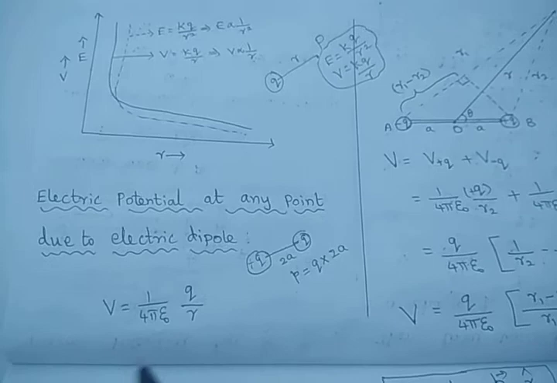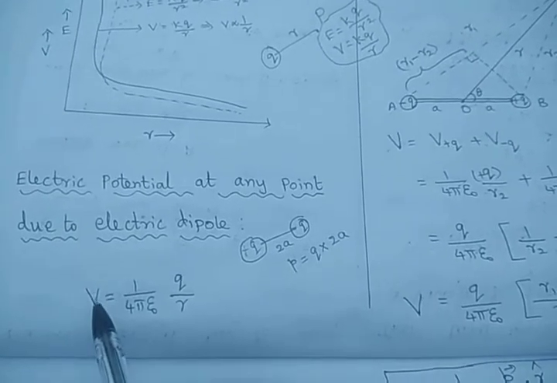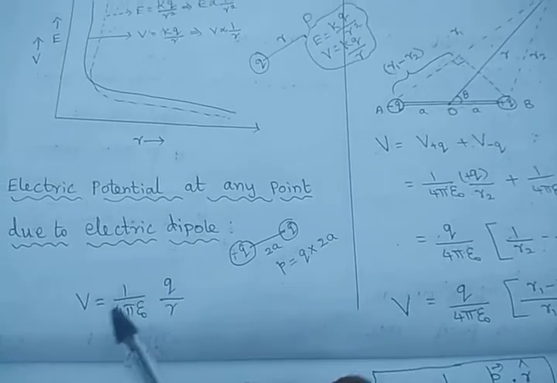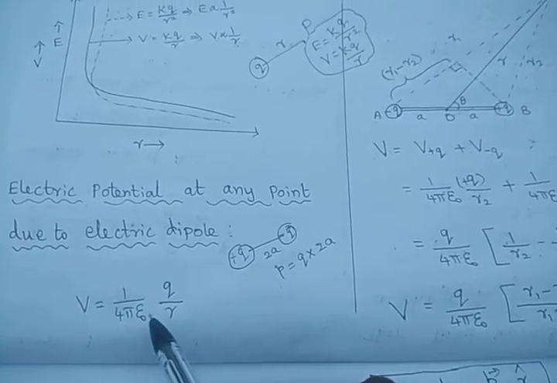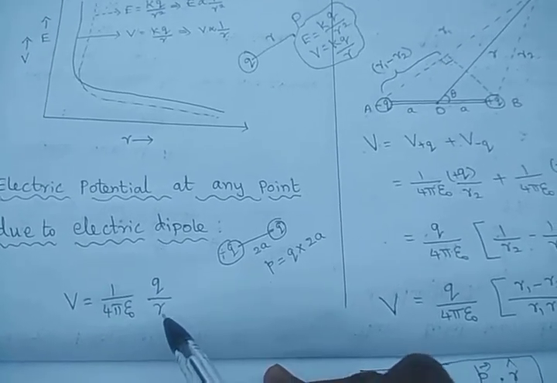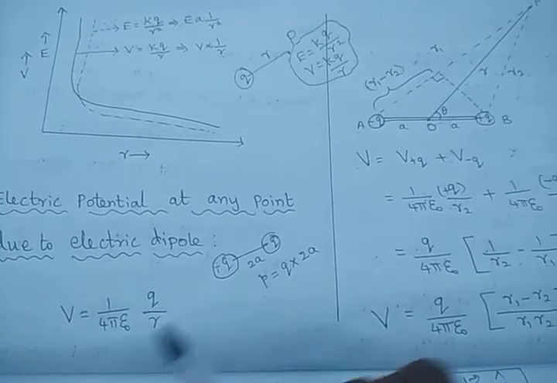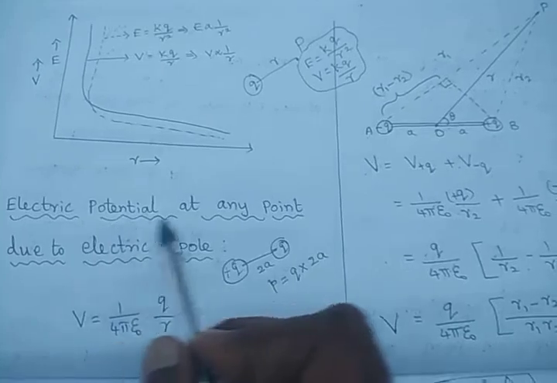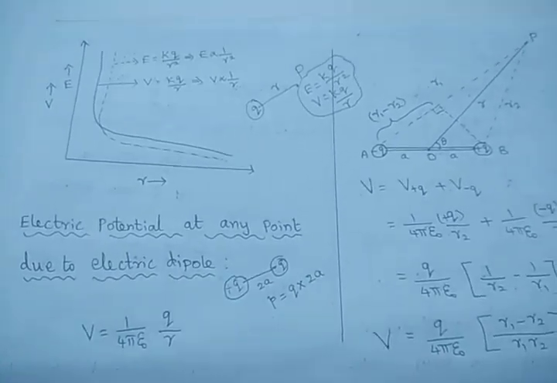We already derived the expression for the electric potential due to a single point charge. If there is one charge, we have the equation V is equal to 1 by 4 pi epsilon naught Q by R, where R is the distance between the charge and the particular point. Now we are going to derive the expression for the electric potential due to an electric dipole.